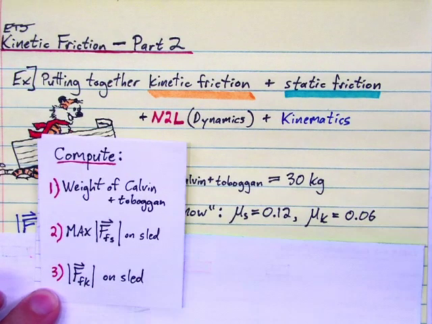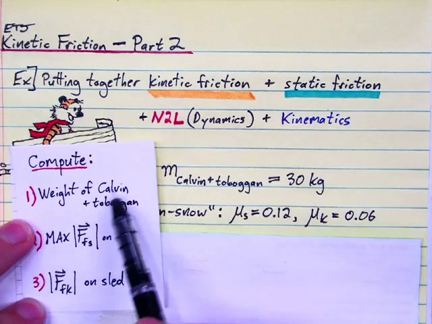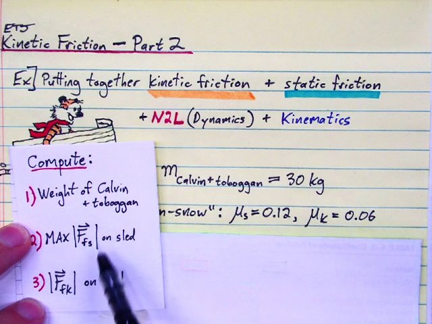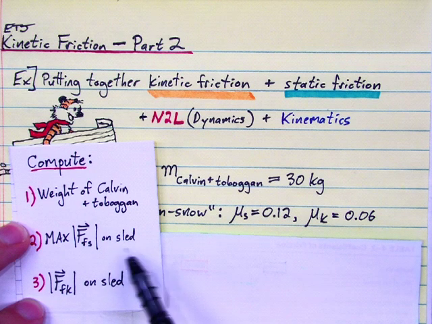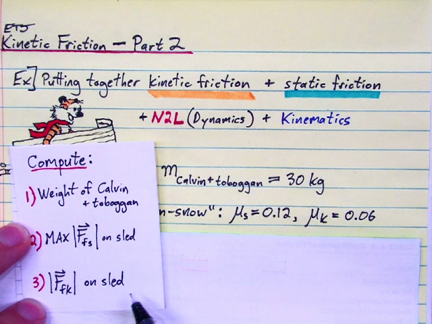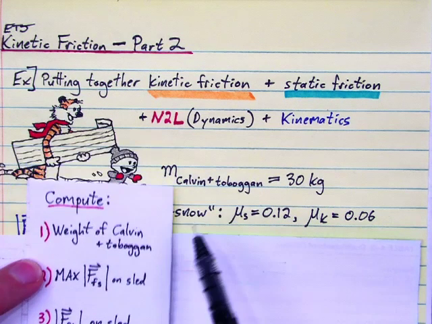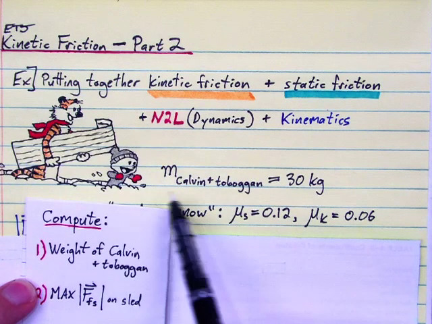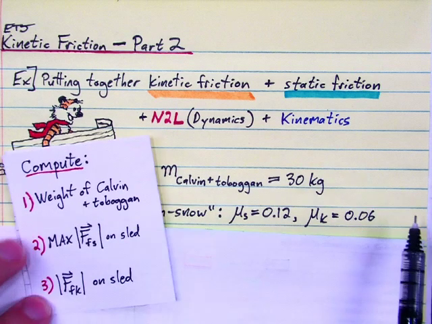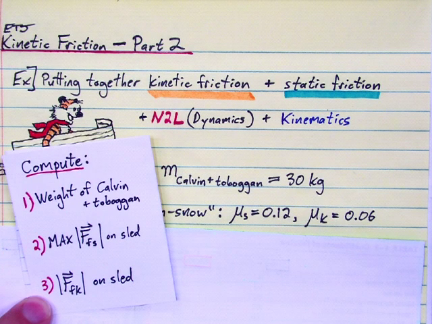these three things. The weight of Calvin and his toboggan, the maximum force of static friction that the snow will be exerting on the sled, and the magnitude of the force of kinetic friction that the snow will be exerting on the sled once the sled is in motion. They're going to be moving over horizontal ground the whole time, and they are starting from rest. So pause the video, compute those three things. Got it?